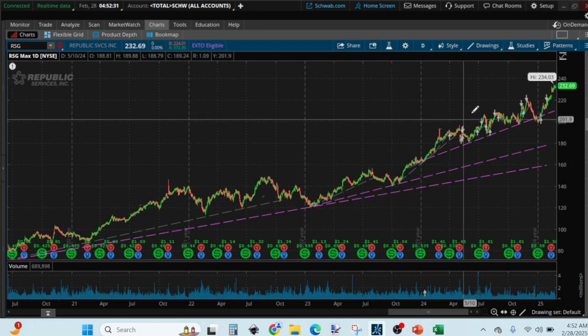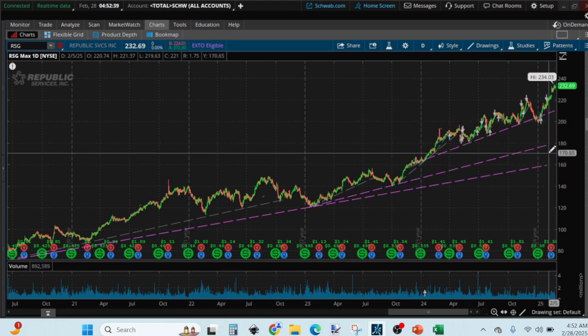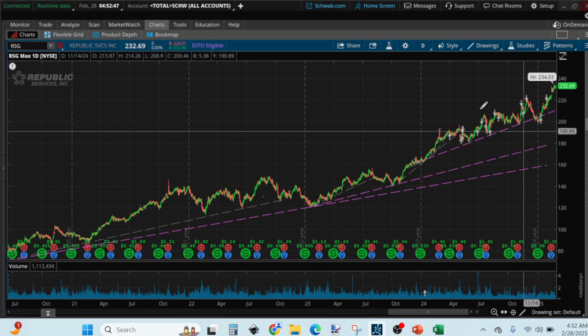But yeah, RSG is not near any of the trend lines we like to buy at next. So out of the list we watched today, none of it is really set for us to buy.